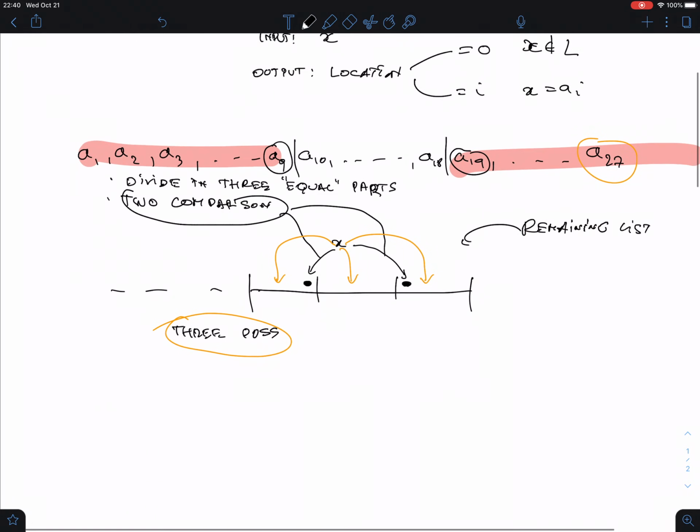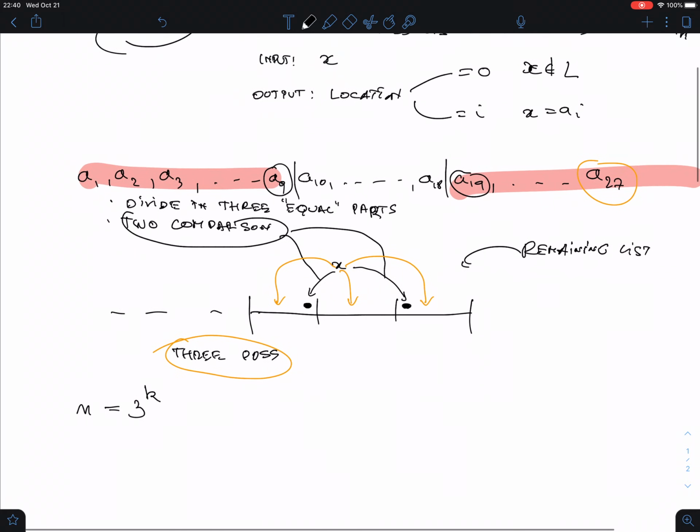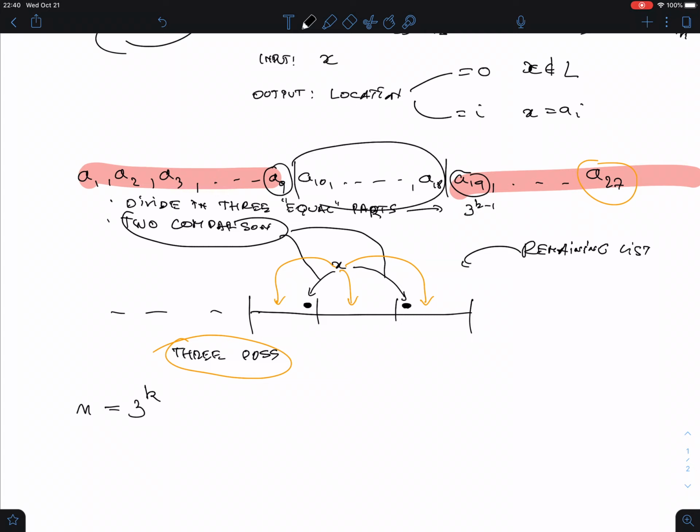Okay, so let n be a power of 3. I'm going to think of n as a power of 3. And then I'm going to think, how many times do I do this? Well, each time I'm going to divide this thing in 3 equal parts. So after I do that, what's the size? 1/3 of the previous one. So this will have now size 3^(k-1) after one step, right? That's what we said. This is 9 elements now.